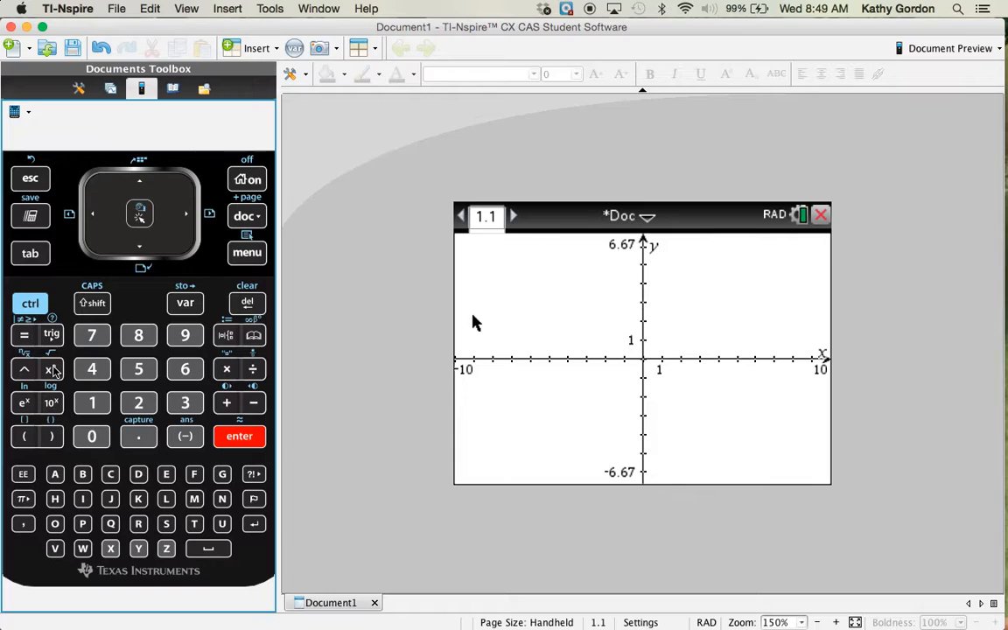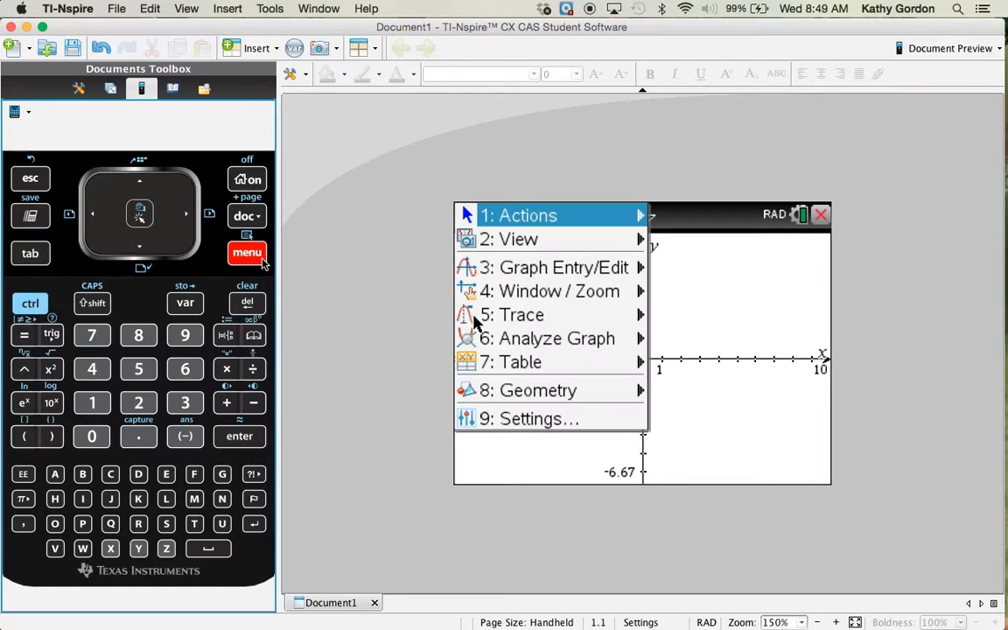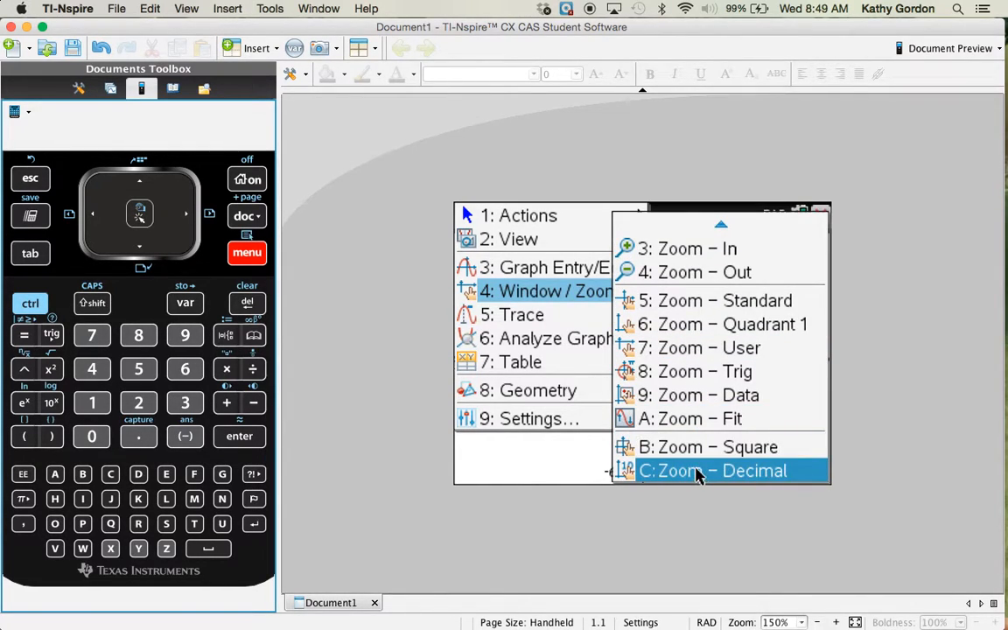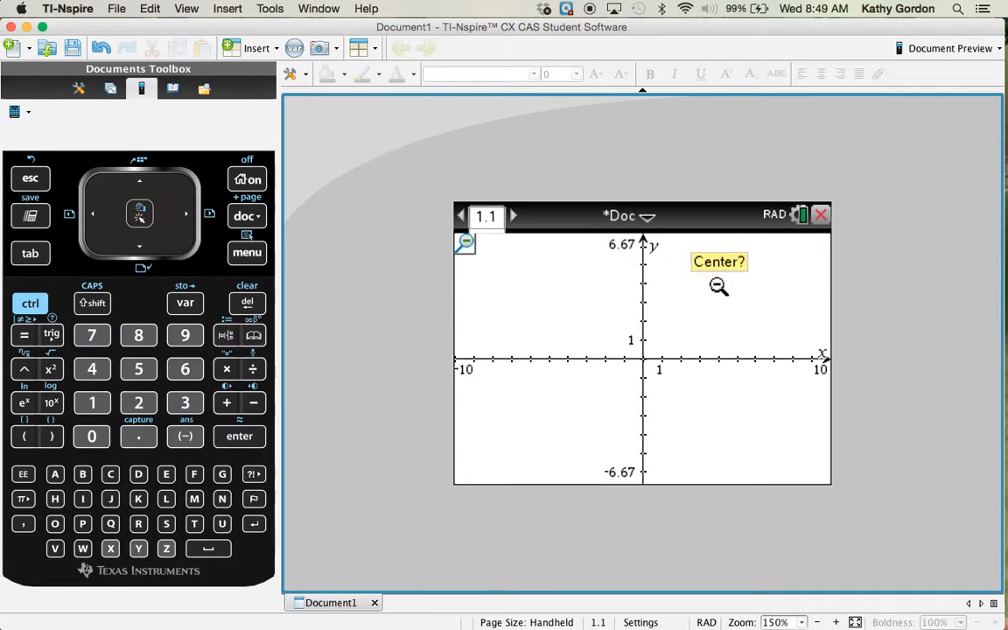I don't see anything. So here's a case where it's like, okay, I'm not really sure what my window needs to be because I'm not seeing anything. So that's when you go window or menu, and then window zoom, choice number 4. That's where you get all of these different options. Usually if it's just a matter of going out more, you can do a zoom out, and then your cursor becomes this magnifying glass that says center. And so if you think it's over here somewhere, where's our vertex?